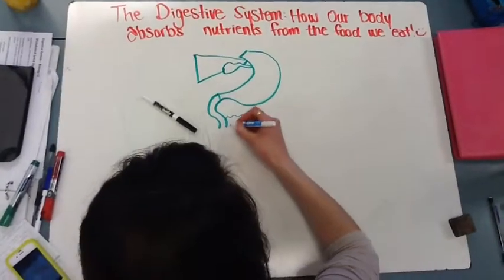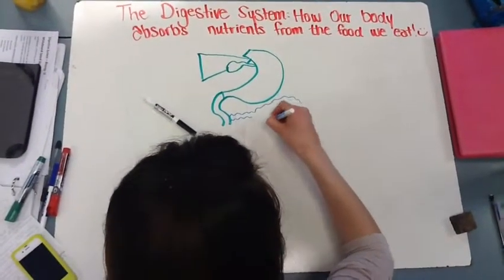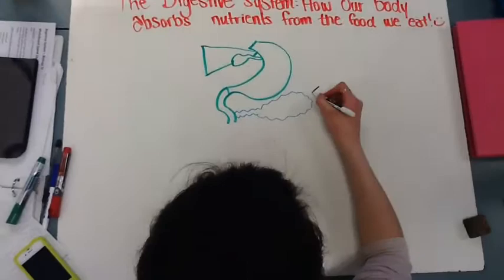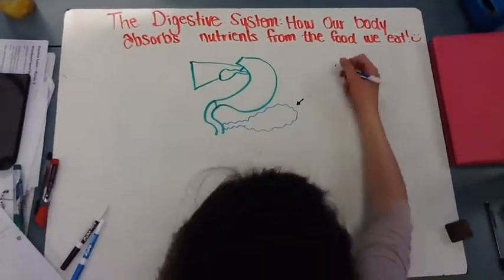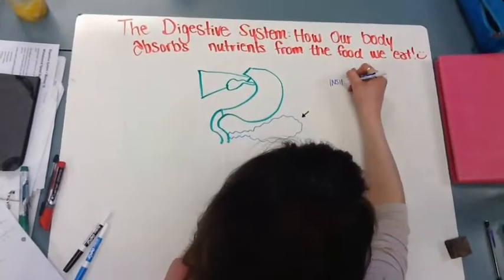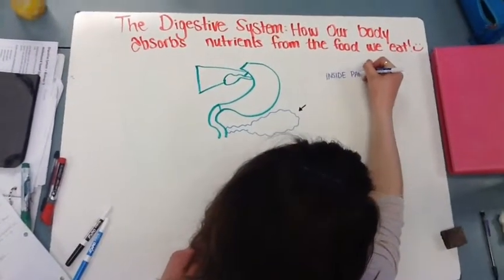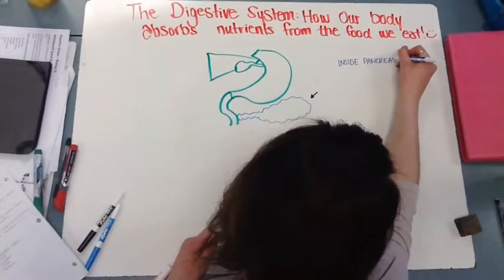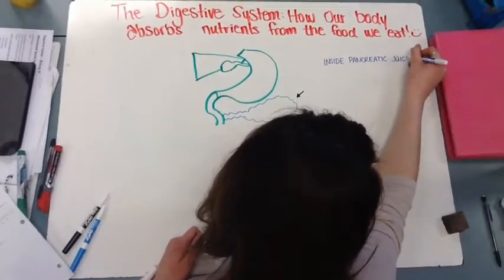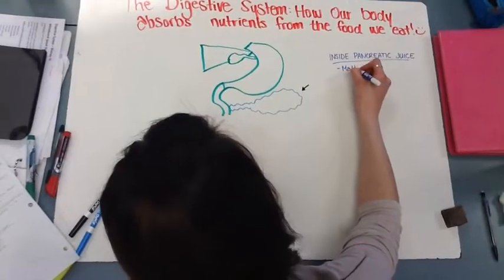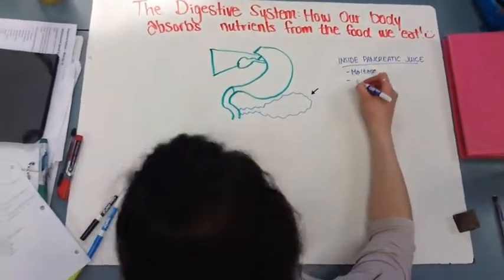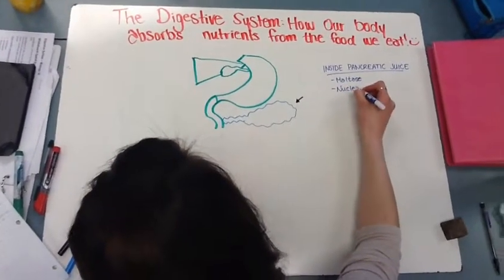Peptidase is made in the small intestine's duodenum to snip the dipeptide in half, resulting in an amino acid. Inside the pancreatic juices, you can find maltase, which is made to break down maltose into glucose in the duodenum. Nucleases is an enzyme that breaks down nucleic acids.